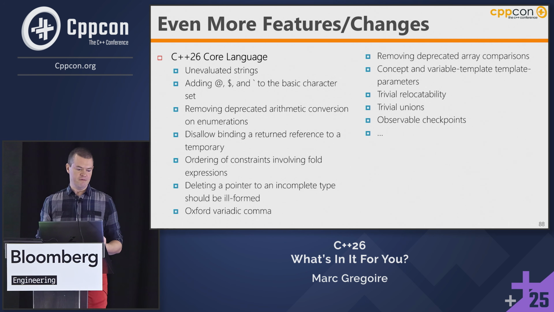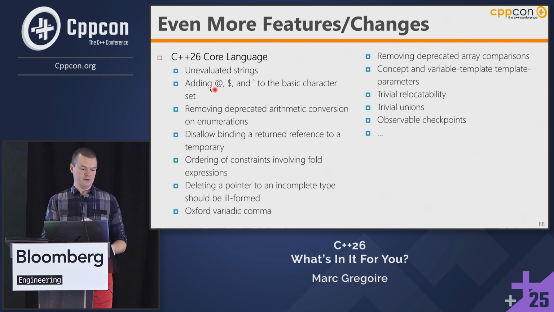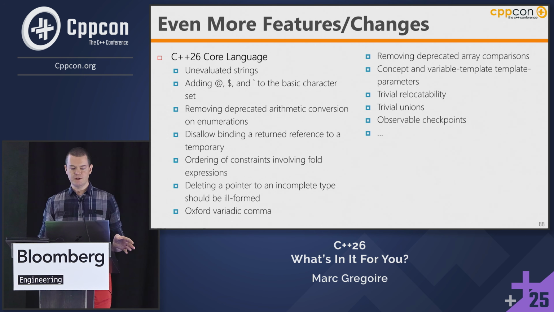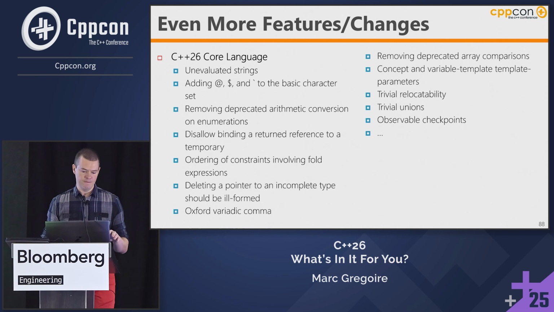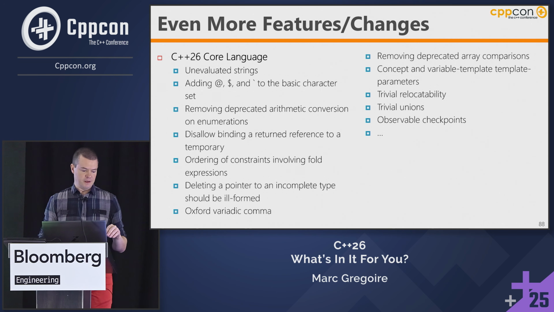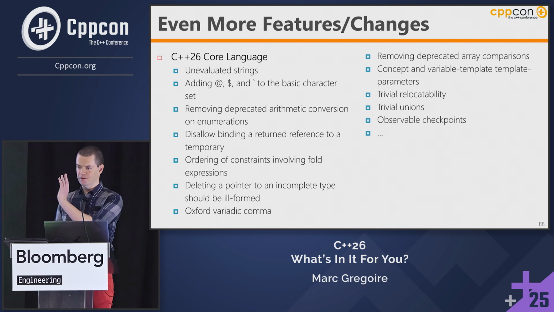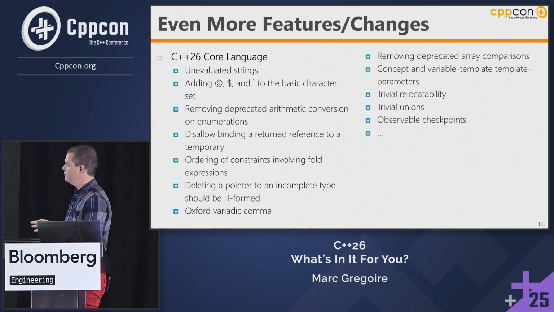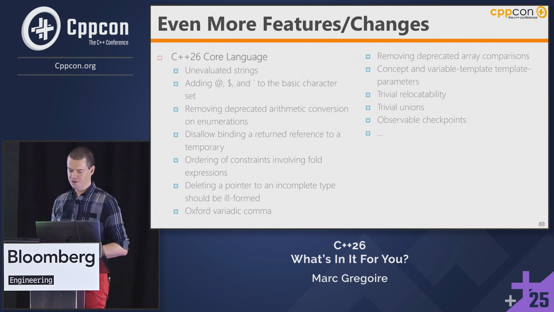You have things like unevaluated strings. We're adding some new characters to the basic character set. We're removing several features. I didn't actually exhaustively list what we are removing. There's this thing called Oxford variadic comma. We have trivial unions, observable checkpoints, and many more. And that's only additional core language features. We're not even looking at additional standard library changes.